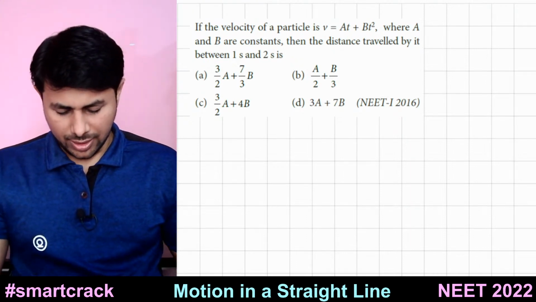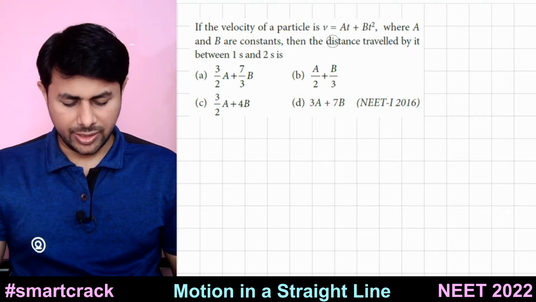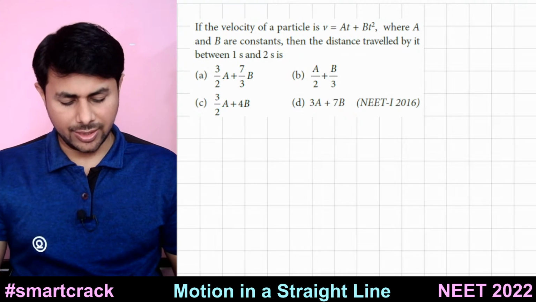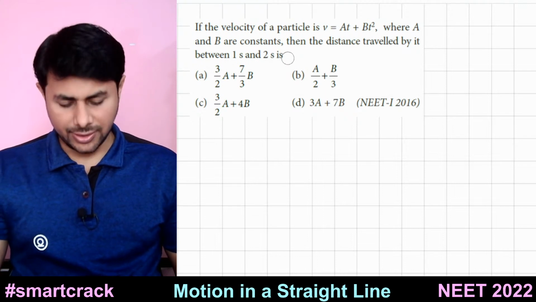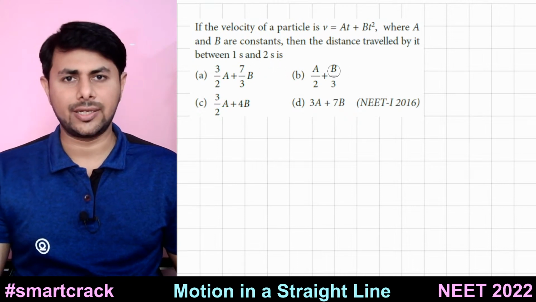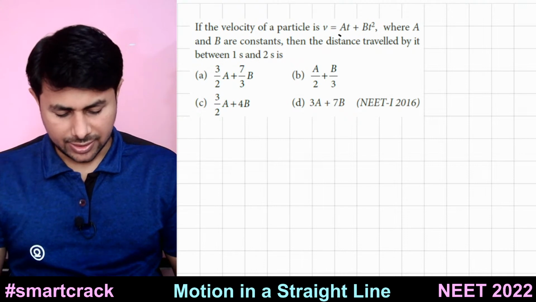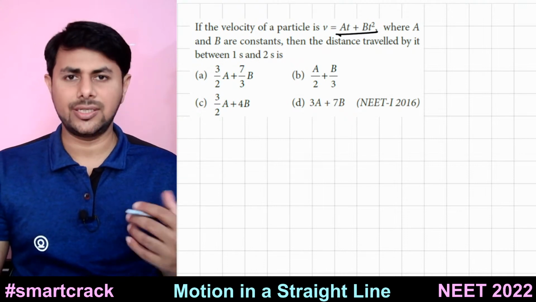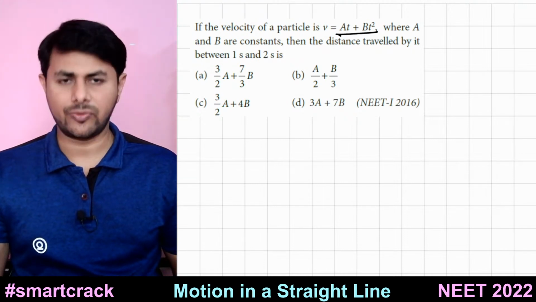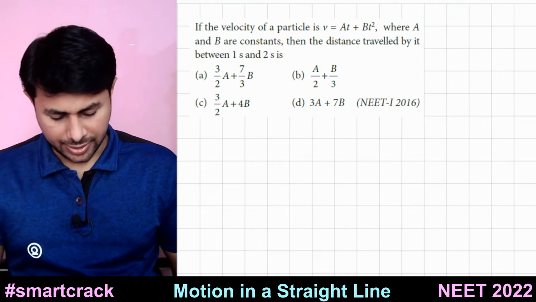Okay. So let's see this problem. If the velocity of a particle is v equals to at plus bt square, where a and b are constants, then the distance traveled by it between 1 second and 2 second is. Okay. So velocity is given by this, and we are asked what is the distance traveled by it from 1 second to 2 seconds. So we saw this in theory. What is displacement in terms of velocity?